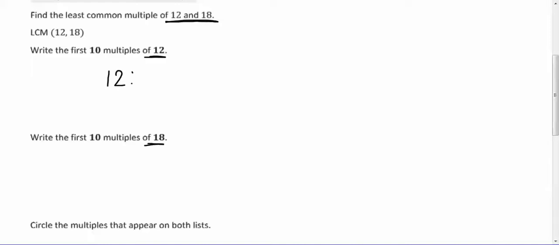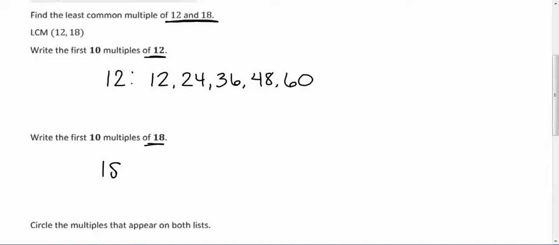What's 12 times 1? 12 times 2? 12 times 3? 12 times 4? 12 times 5? Let's stop there and see if we run into anything with 18 before we get a huge long list, right? Because sometimes it'll be a pretty quick meeting.